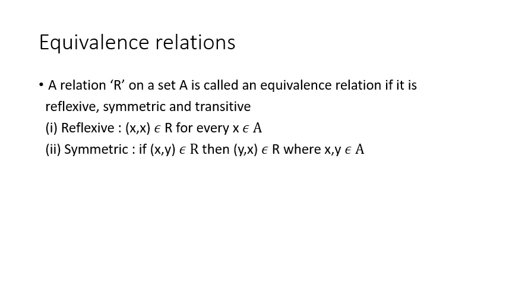Symmetric. If ordered pair (x, y) is an element of R, then ordered pair (y, x) should be an element of R, where x and y are elements of set A. That means if there is an ordered pair (1, 2) in the relation R, then we should be able to find out ordered pair (2, 1). So that is symmetric.